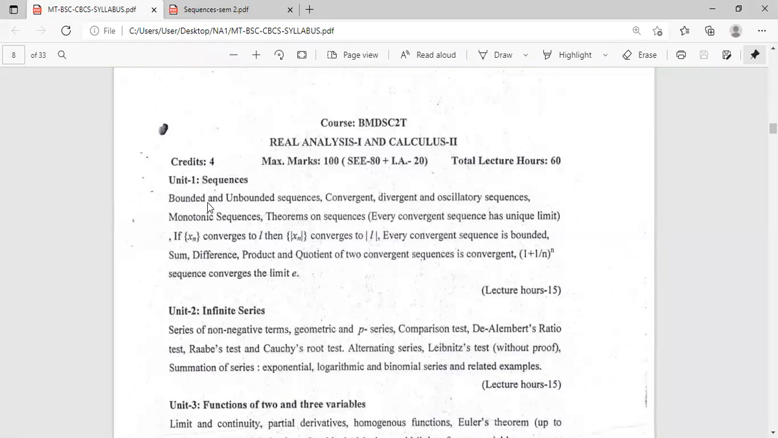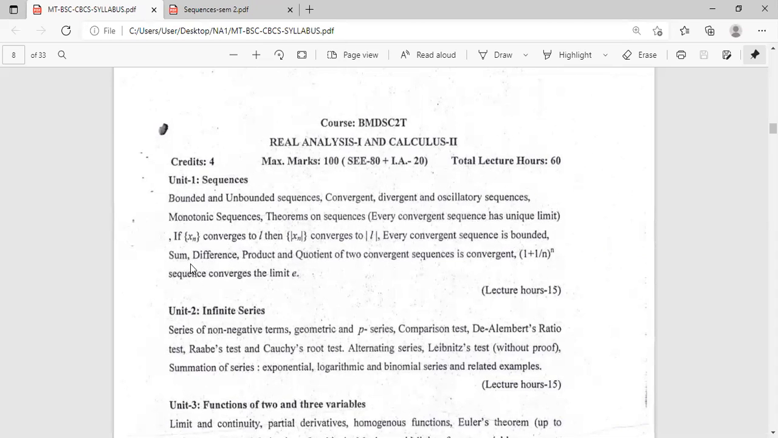Bounded and unbounded are over. Convergent, divergent, oscillatory is over. Monotonic sequences we will discuss later. Theorems on sequences: every convergent sequence has a unique limit, which is over. If modulus of xn converges to L, then modulus of xn converges to modulus of L. Just now you have taken that with an, so you can replace an by xn. Every convergent sequence is bounded, that is also taken.